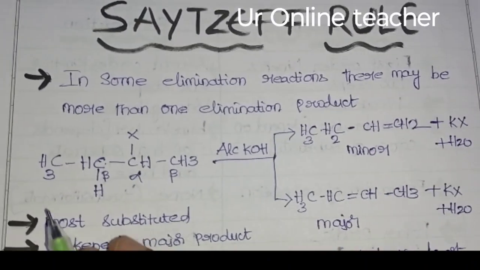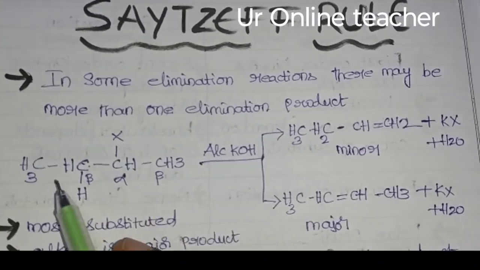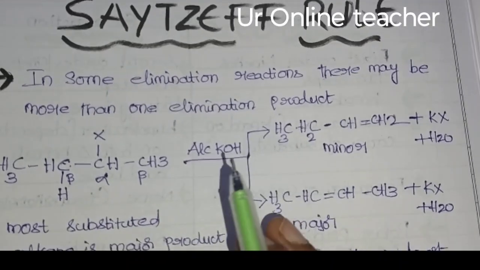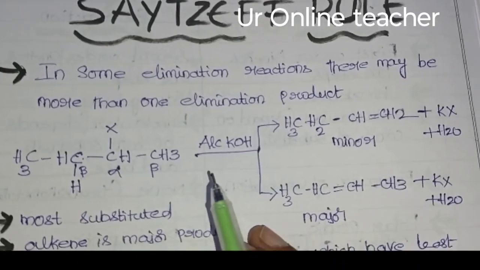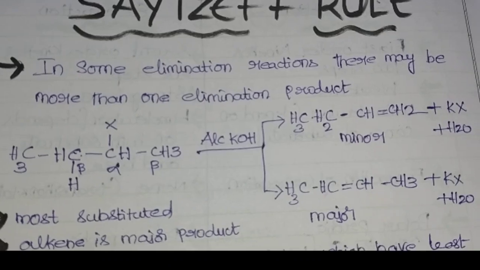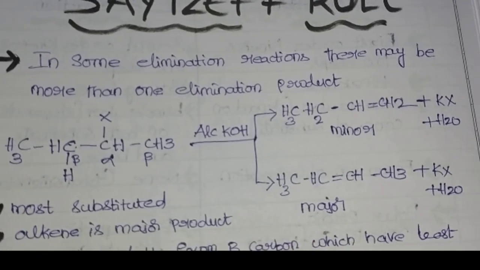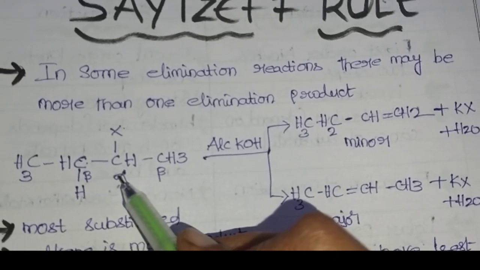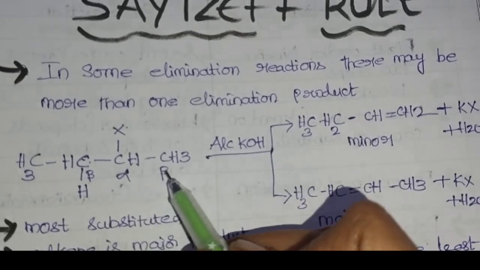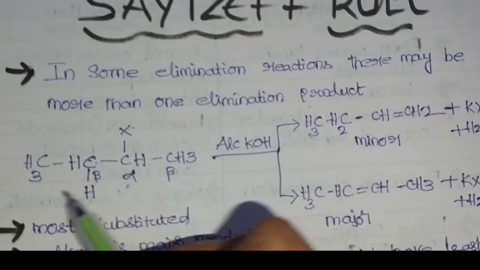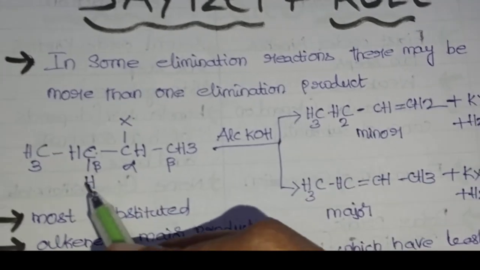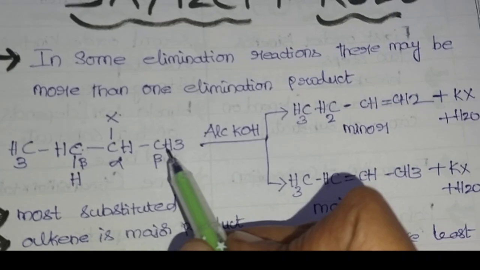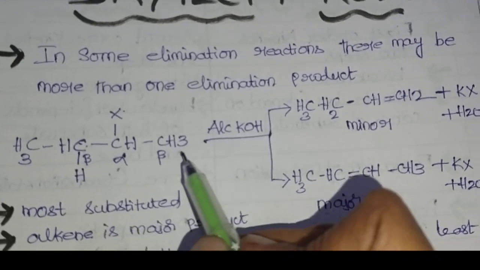So let's see here. We are removing the halide from an alkyl halide in the presence of alcoholic KOH base. We already discussed in the elimination reactions, we use a base, and the carbon where the halogen is present is the alpha carbon, and beside it are the beta carbons. This is a beta carbon and this is a beta carbon. So the hydrogen or proton can be removed from either of these two.